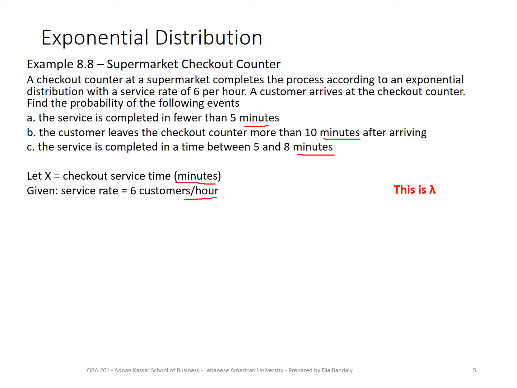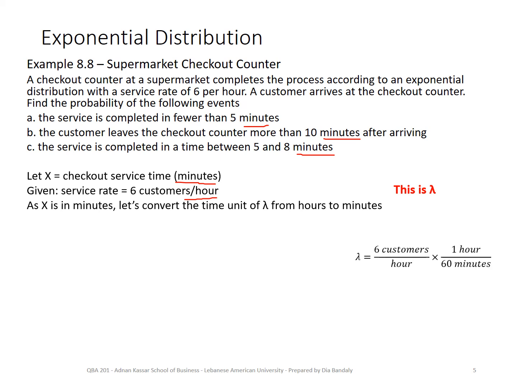Now, because all the questions are in minutes and I have lambda given per hour, and in my equations of the exponential distribution we have e to the power minus lambda times x, I'm multiplying lambda, which is per hour, by x, which is in minutes. I cannot do that. I have to convert one of them. I prefer to convert the hour into minutes so that I do it only once, because all three questions are in minutes.